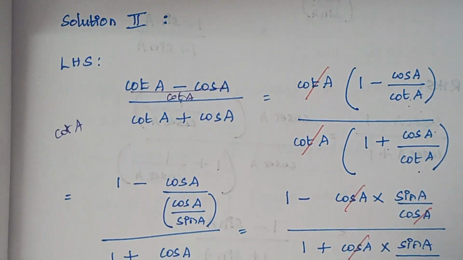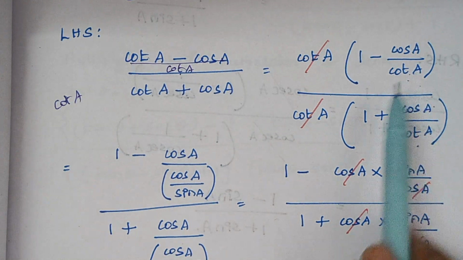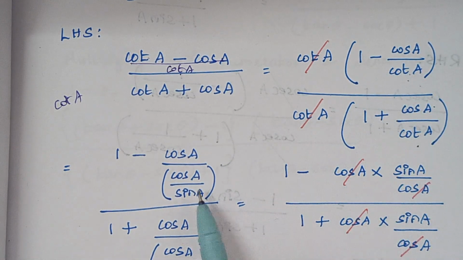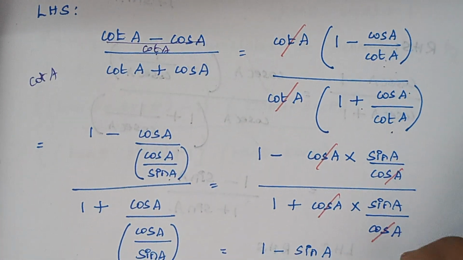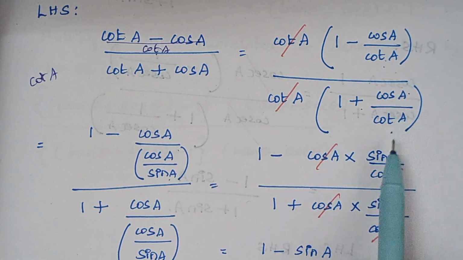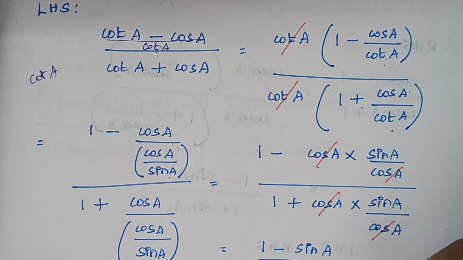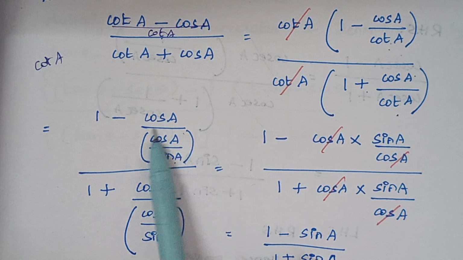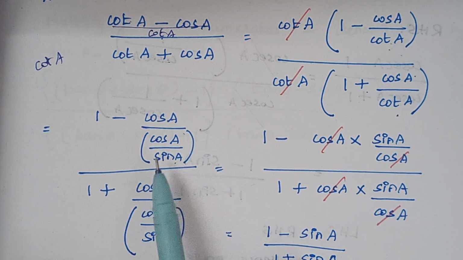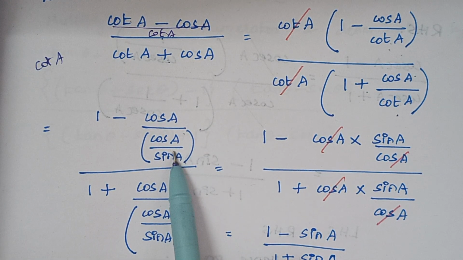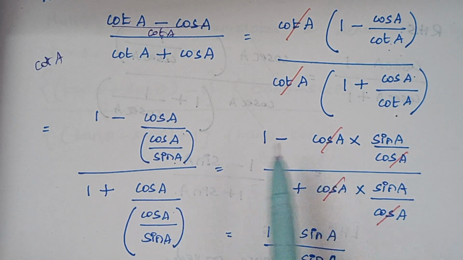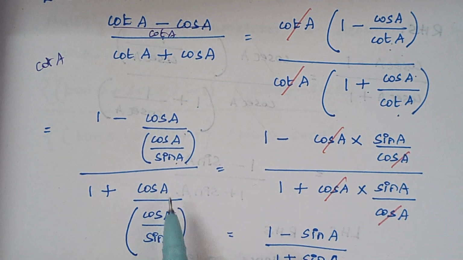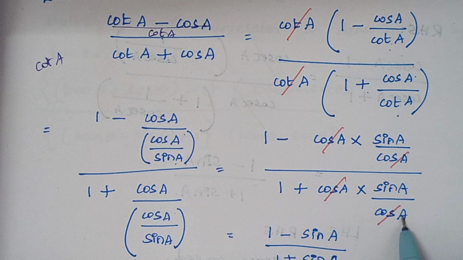So now the next thing is I am writing this cot A in the form of cos and sine. So 1 minus cos A as such, and this cot A is written as cos A by sine A. Similarly, here also 1 plus cos A, and this cot A is written as cos A by sine A, right? Now again I am moving this denominator term to the numerator. So how will it appear? This will appear as a reciprocal, right? So 1 minus cos A into this becomes sin A by cos A. Similarly here 1 plus cos A multiplied by this sin A by cos A, right?